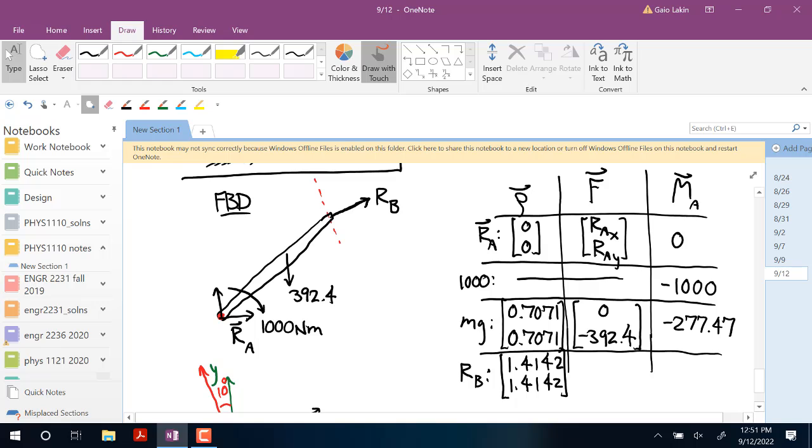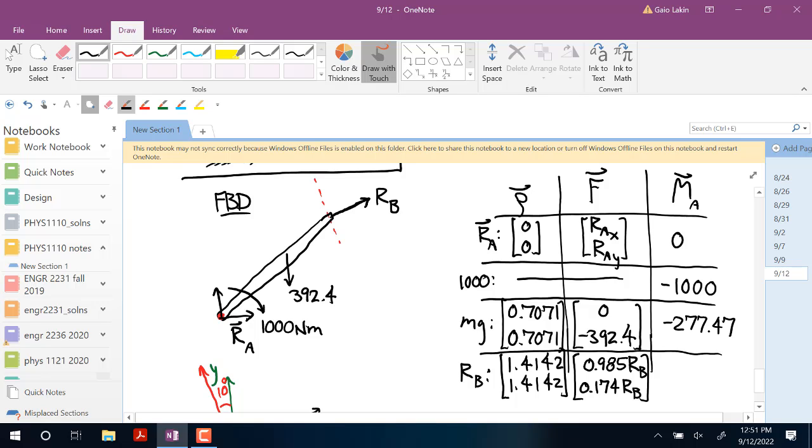Which is, I think, oh boy, I used to know these, 0.9, what's 85? 0.985 RB, and then 0.174 RB.